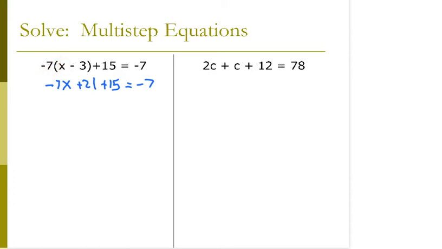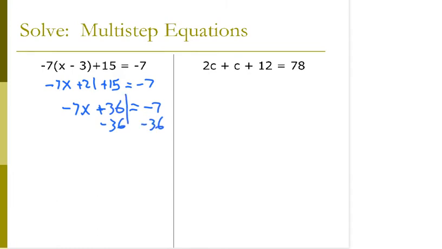So we could here try to combine our like terms, so we end up with 21 plus 15 is 36. So we end up with negative 7x plus 36 equals negative 7. We apply what we know already. We subtract 36 from both sides because that's the inverse operation, both sides of our equation.